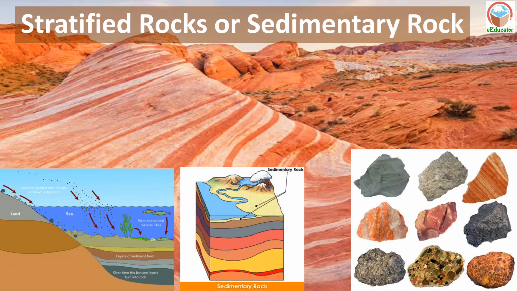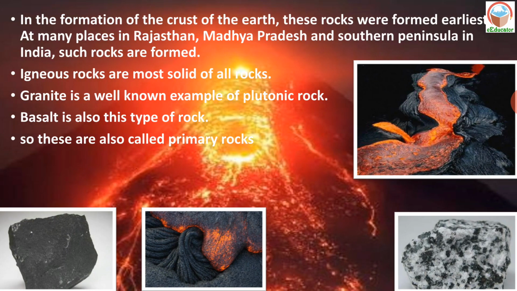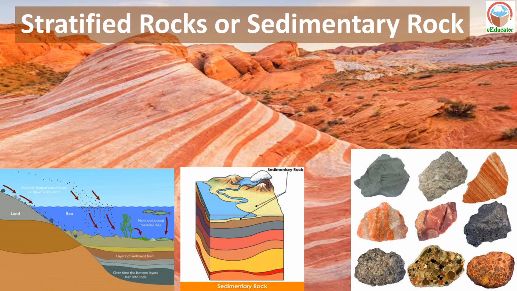Next one is stratified rocks or sedimentary rocks. We discussed that after the solidification of lava, when lava cools down, जब ये ठंडा हो जाता है, तब धीरे-धीरे जो इसका matter होता है, वो ठंडा हो जाता है, then it transforms into rock. That igneous rock is also known as a primary rock. Lava se banta hai, when lava cools down, it transforms into rock. Now the second form of rocks is stratified, or sedimentary rocks.